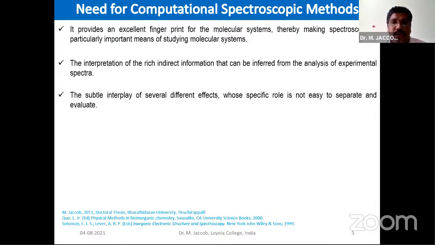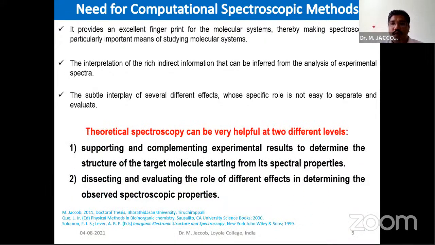So it is very important to interplay several different effects. When you come to molecular spectra, there are rotational, vibrational, and electronic energy levels that are interrelated, and ultimately you have the broad spectrum. That is what we need to have a clear-cut idea about. In order to do that, we need to compute the spectroscopic properties. It is specifically useful at two different levels. One is supporting and complementing the experimental observation to determine the molecular structure of the target molecule, starting from its spectral property.